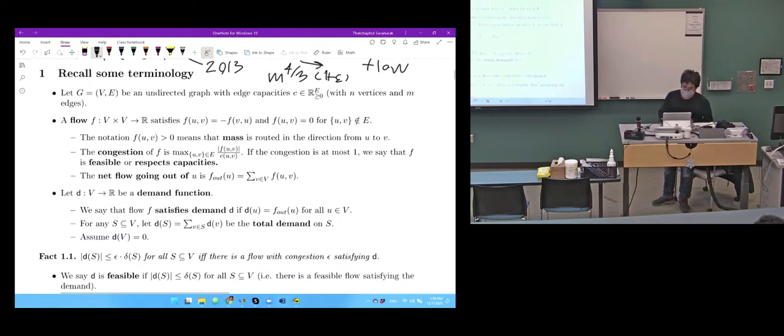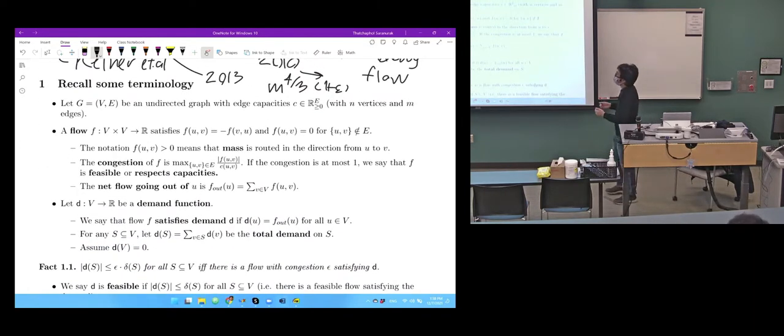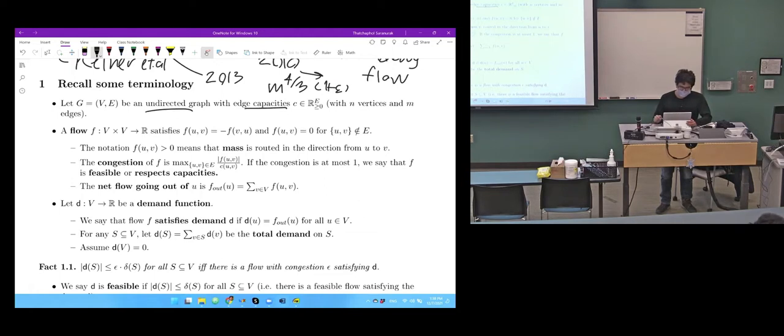Okay. So just to recall some terminology about flow. In this class, we always look at undirected graphs with capacity. And like before, I think of flow as something quite flexible. It's just a vector such that flow from U to V is the negative of flow from V to U. And the flow has support on the edges: if U and V is not an edge, then the flow must be 0.